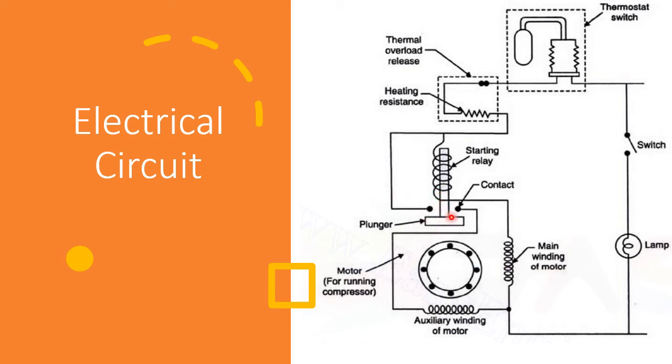So no current flows through the auxiliary winding. During starting only, the motor requires the auxiliary winding. When the motor starts to rotate, then no need of this auxiliary winding. So the motor keeps rotating. Again, current flows through this main winding of motor, then lamp arrangement switch. Now the circuit is closed in this part. This is the working of electrical circuit.